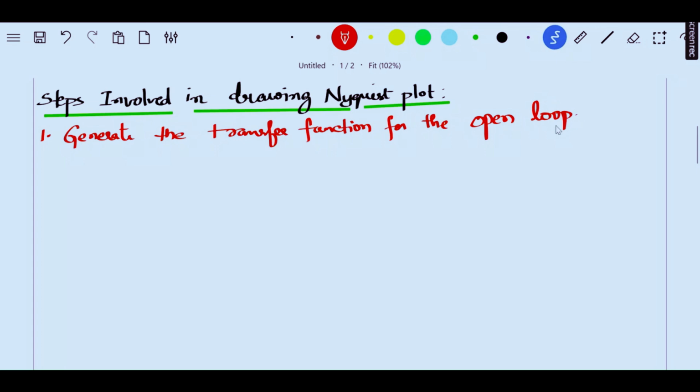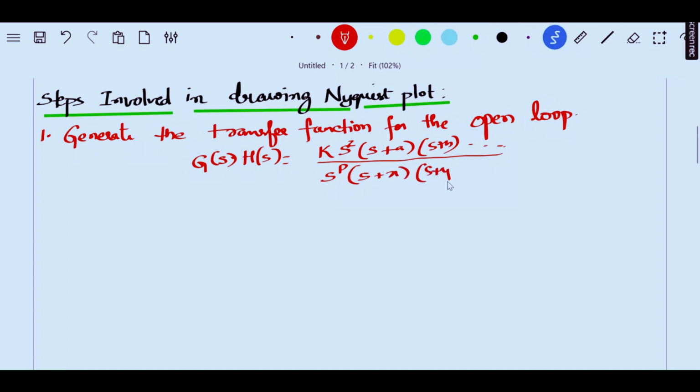Normally in the question they will directly give you the transfer function. So that is G(s) H(s) equals, that will be normally in the form K into s power z into (s plus a) into (s plus b) divided by s power p into (s plus x) into (s plus y). So this is the transfer function that you will have, or it will be given in the question.